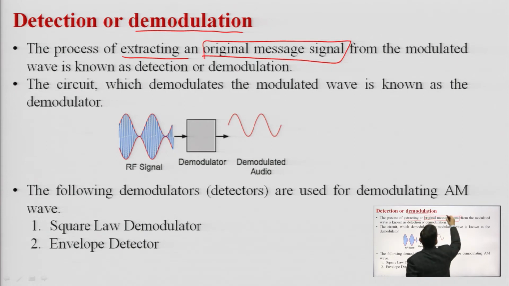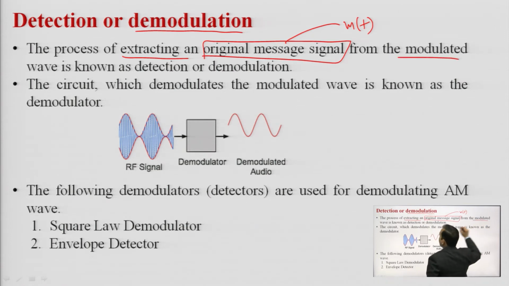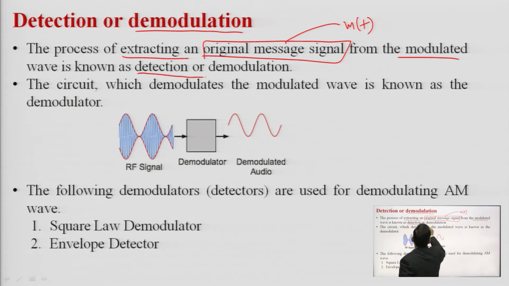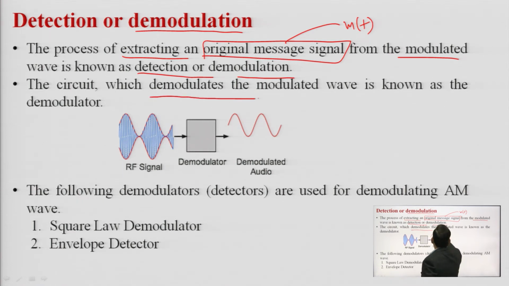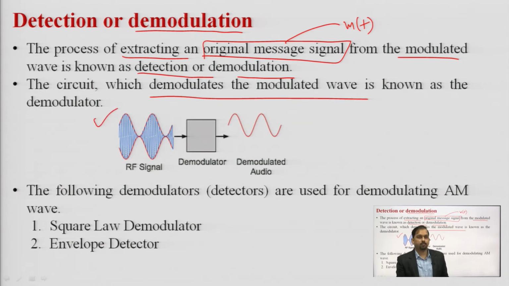Here the original message signal stands for m(t), our baseband signal, from the modulated wave, and this is known as the detection or the demodulation. The circuit which demodulates the modulated wave is called the demodulator. So first we will see how this demodulation will work, how we can detect the signals.